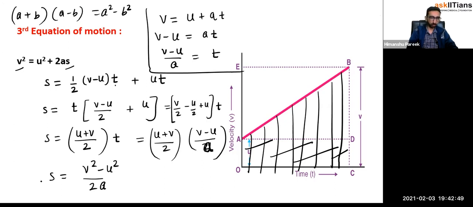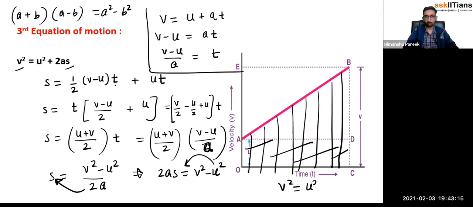Now you cross multiply this 2a, or you can say multiply both sides by 2a. When you cross multiply this 2a, what will you be getting? 2as is equal to v square minus u square. Now you just place them properly. When you take this u square term to the left hand side, you will be getting v square equal to u square plus 2as, which is the third equation of motion.